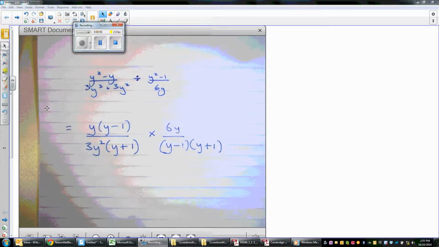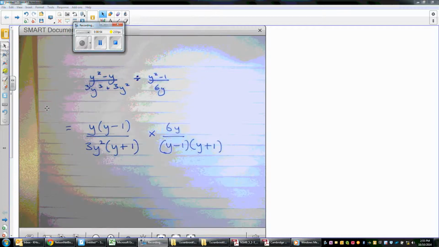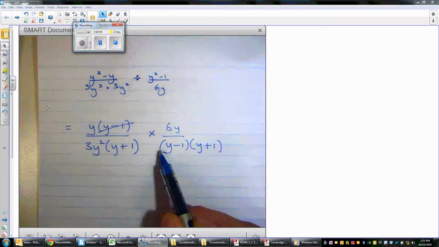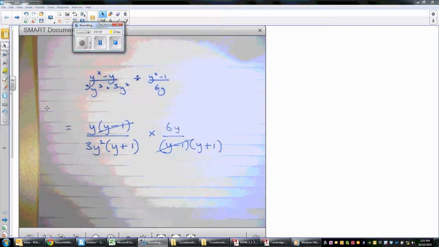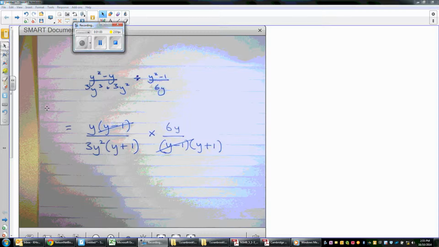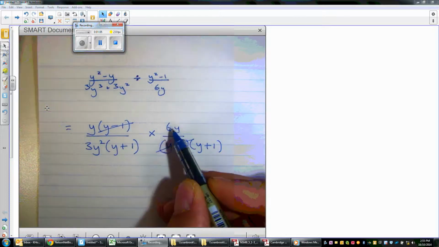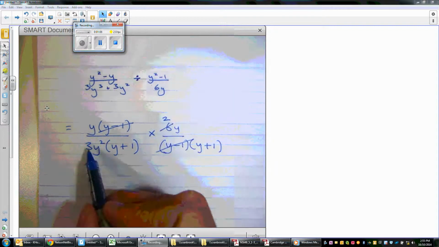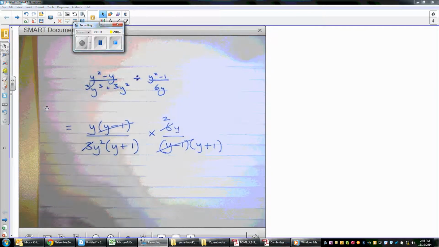And then I look to see whether I can do any cross-cancelling, or cancelling top and bottom. And I can see that I've got a y minus 1 on the top of this fraction, and a y minus 1 on the bottom of this fraction, so I can cross those off. I also notice that I have a 6 on the top of this fraction, so I can put a line through there and change that to a 2 because I have a 3 on the bottom of this fraction.